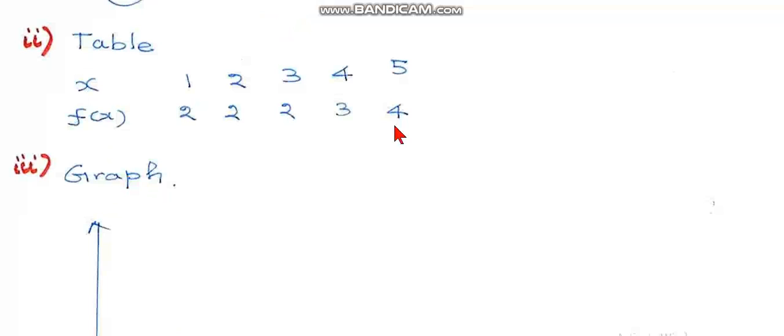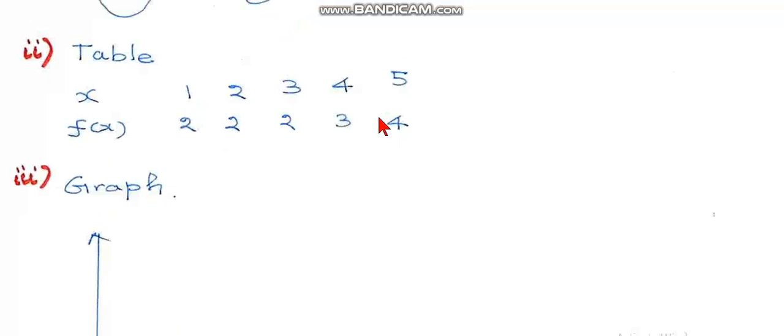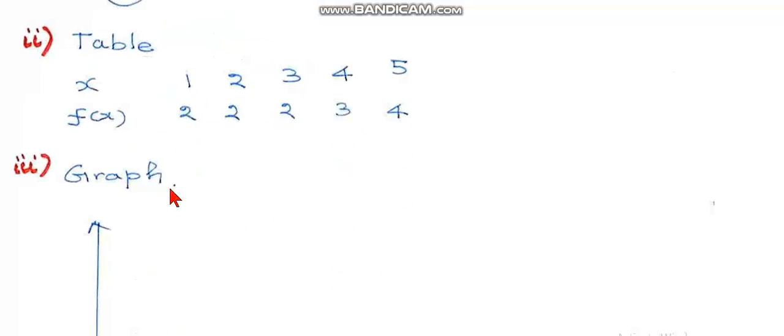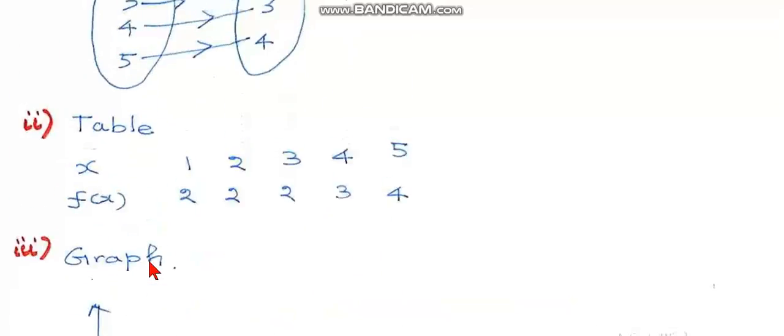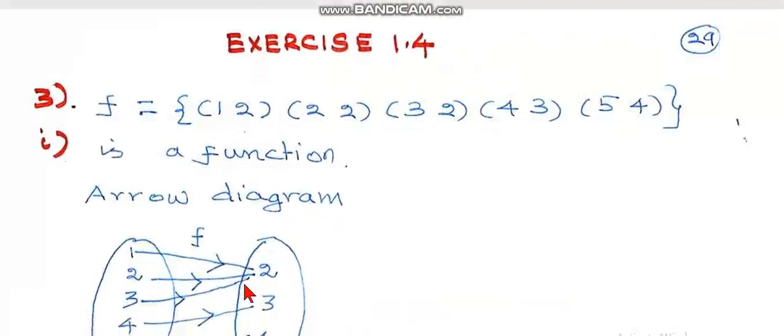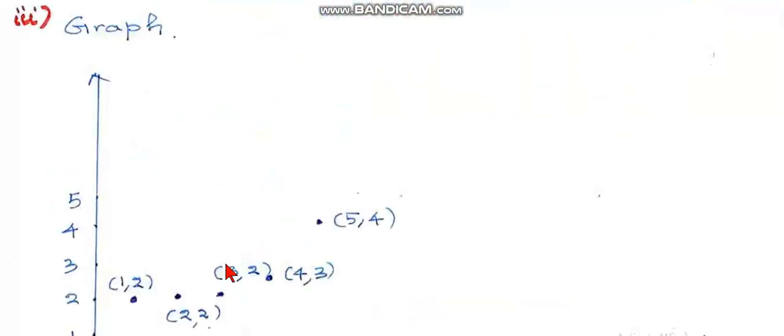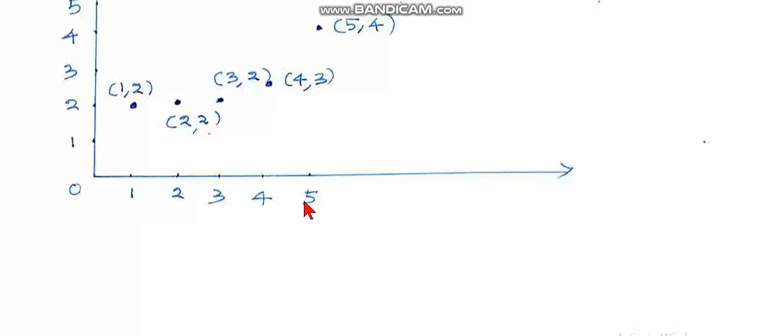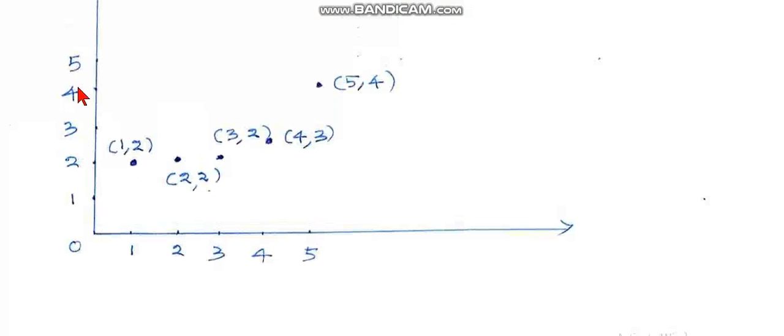The values of f of x are 2, 2, 2, 3, 4. Then the graph: here x is 1, 2, 3, 4, 5, and y is 1, 2, 3, 4, 5, and the points are marked (1, 2), (2, 2), (3, 2), (4, 3), (5, 4). This graph represents the function in the form of a graph.